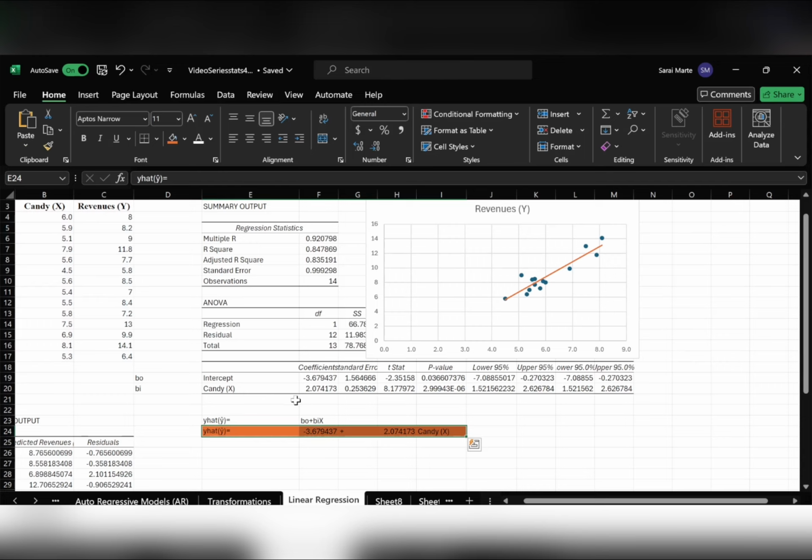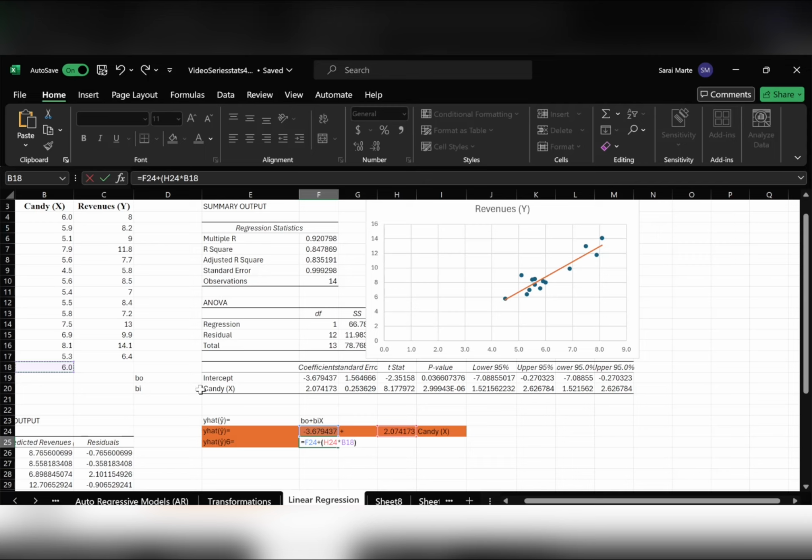That's it. So we can use this to predict future Y values. So let's say I want to predict what my revenues, what my Y value is going to be when I give out 6 pieces of candy. Then my Y hat, my predicted value when X is 6, is just going to be this plus our slope times the amount of candy, which is 6, and that is your answer. So my predicted revenues, my Y hat, is going to be this over here.